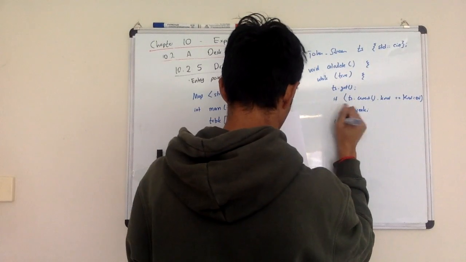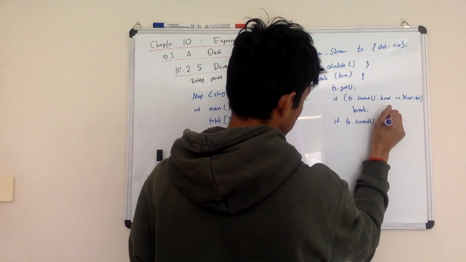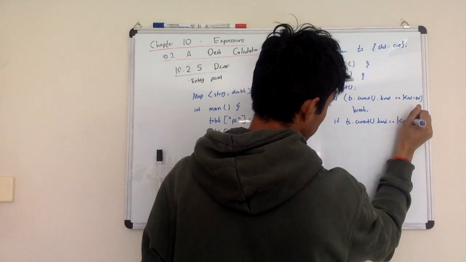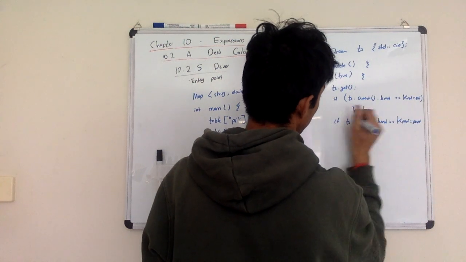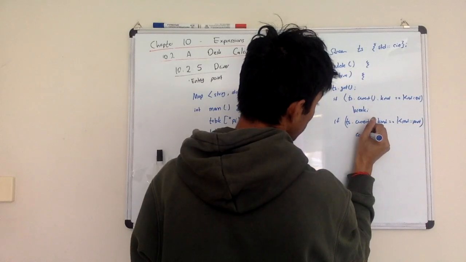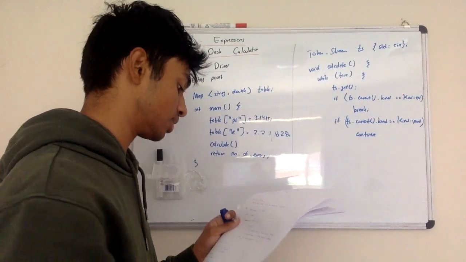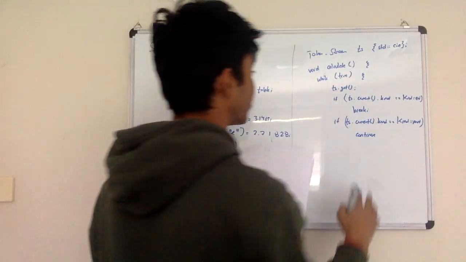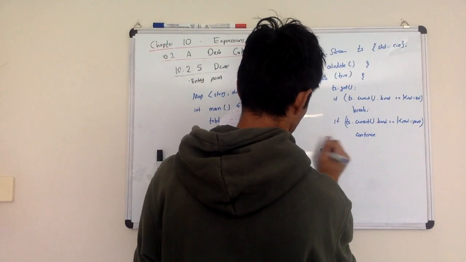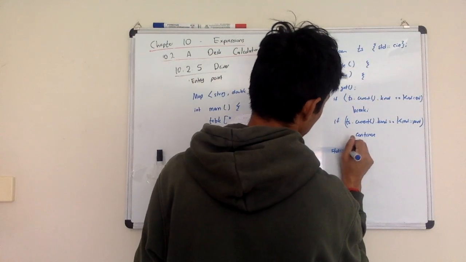Otherwise, if ts.current.kind is equal to print, right? Maybe they just hit enter straight away or semicolon straight away. Then we continue, right? We move on to the next iteration of the loop, the next expression in the expression list. And if neither of these two things are true, then we're pretty confident that we've got an expression to evaluate.